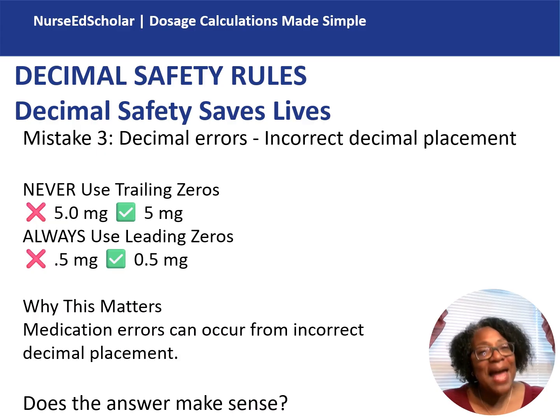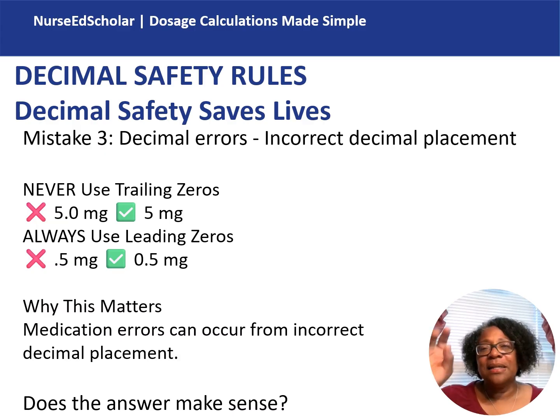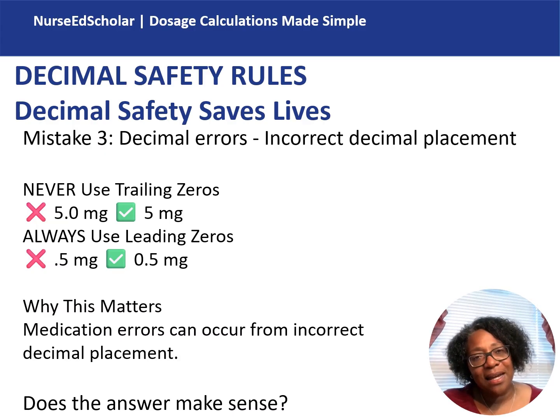And the reason why you want to do that is because you don't want somebody to not see that decimal and think you're giving 5. So if you have the zero behind the decimal point, and the person doesn't see the decimal, they may think that the order is asking for 50, right? And if you don't put the zero before the .5, if the person doesn't see the decimal, they'll think they're giving 5. Okay. I wanted to clear that up.